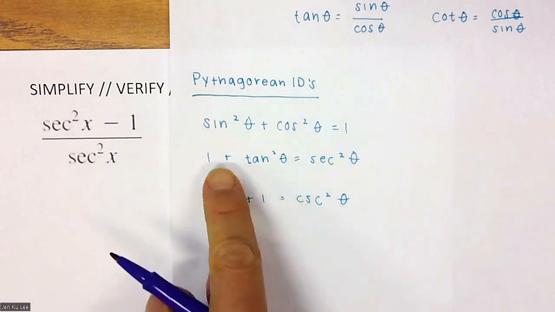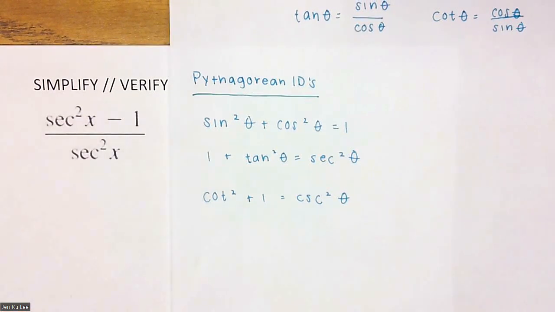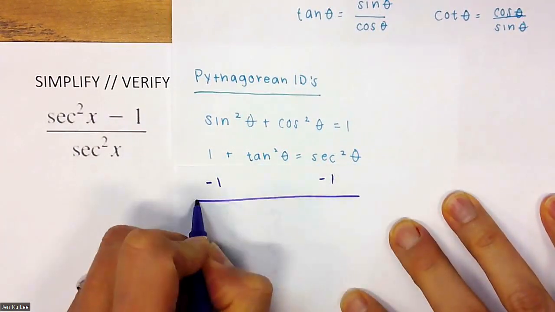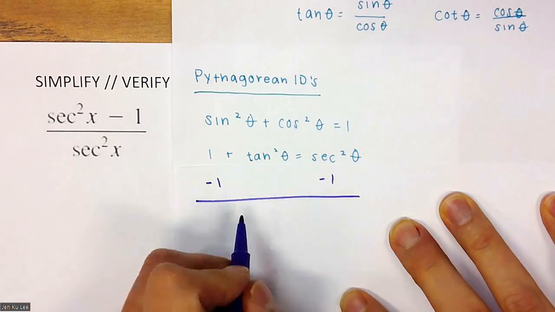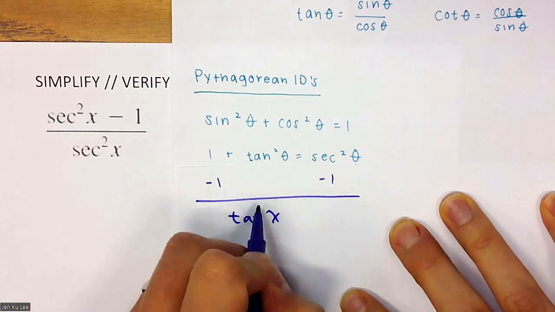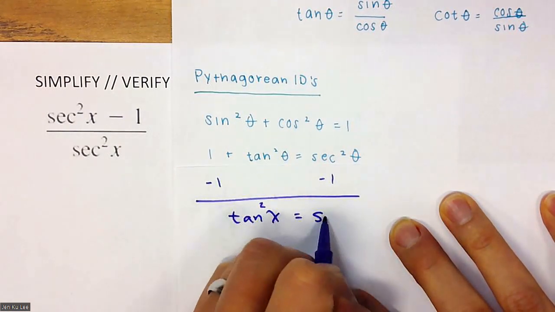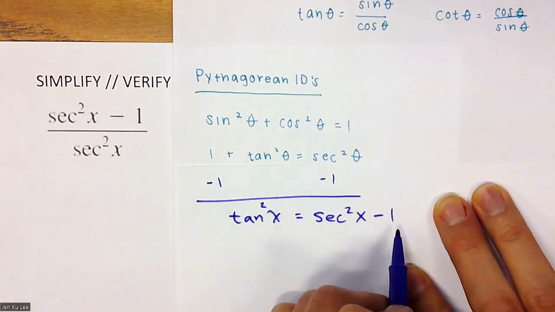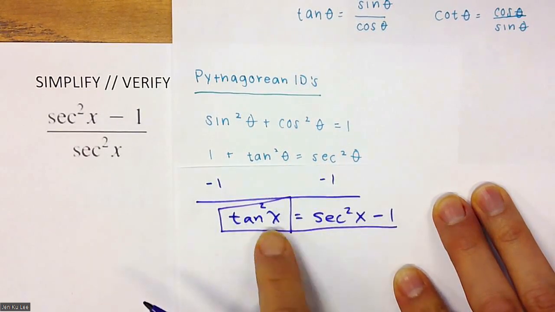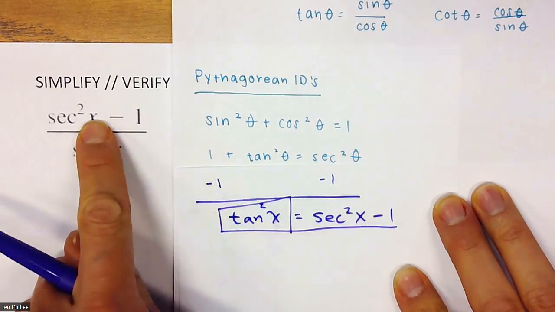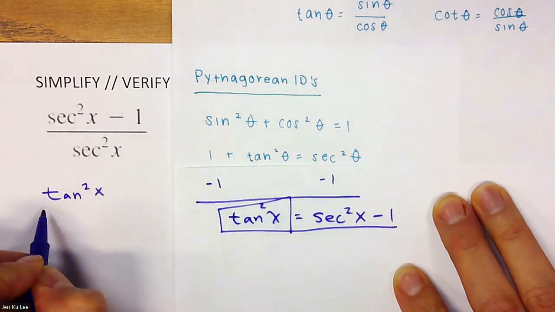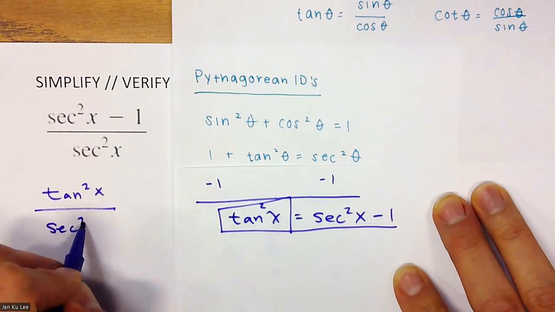Can I make this look like that? Subtract 1 from both sides, right? So if I subtract 1 from both sides of this equation, then I would have tangent squared x equals secant squared x minus 1, correct? So I'm going to use that fact and substitute this in for this here. So this would be tangent squared x over secant squared x.